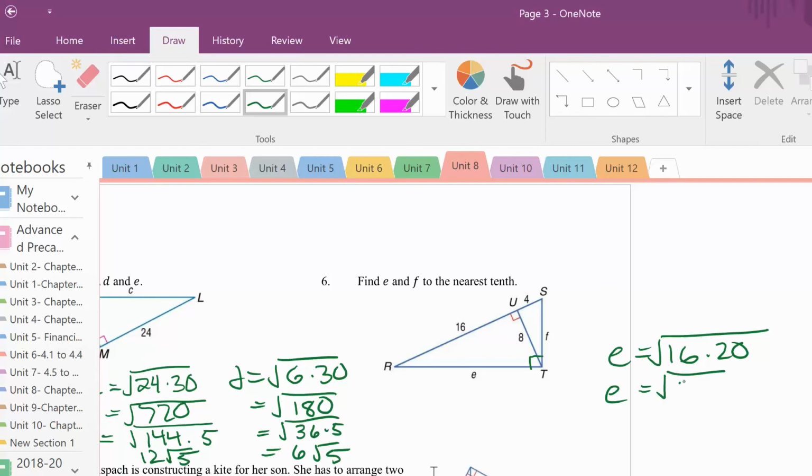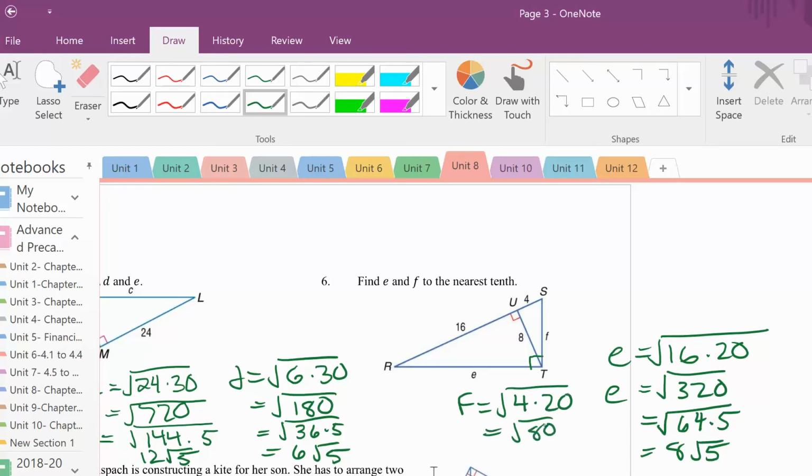is the square root of 320, which reduces. 320 can be broken down to 64 times 5, which gives you 8 rad 5. For F would be another leg, and that's going to be the geometric mean between 4 and 20. And 4 times 20 is 80, so that's 16 times 5, which is 4 rad 5.